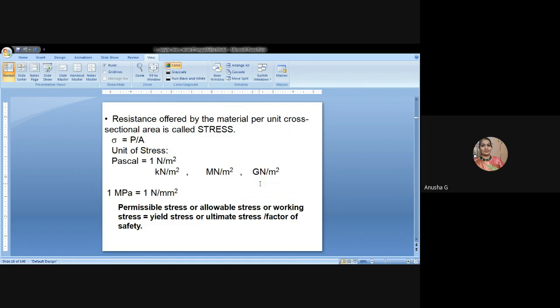Next, the units of stress are Pascal, or 1 Newton per meter square, or Newton per mm square, or kilonewton per meter square, like that we can write. 1 megapascal is equal to 1 Newton per mm square. The definition of stress will be asked in your competitive exams: the resistance offered by the material per unit cross-sectional area.